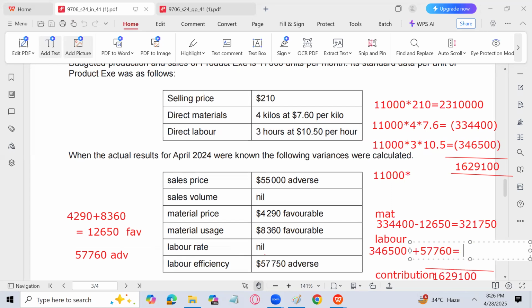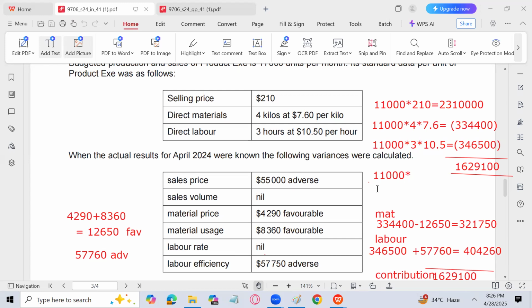How much is it going to be? Tell me. 346500 plus 57760. Don't make it easy. 404260. So now we have found it.